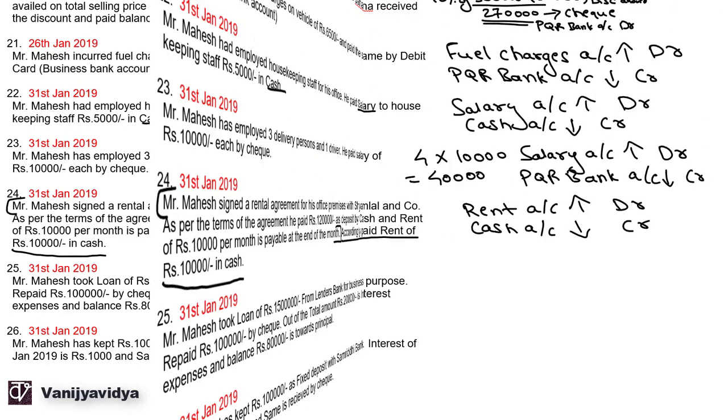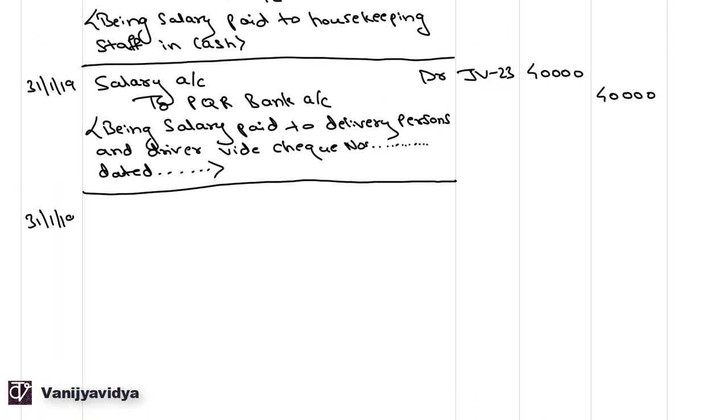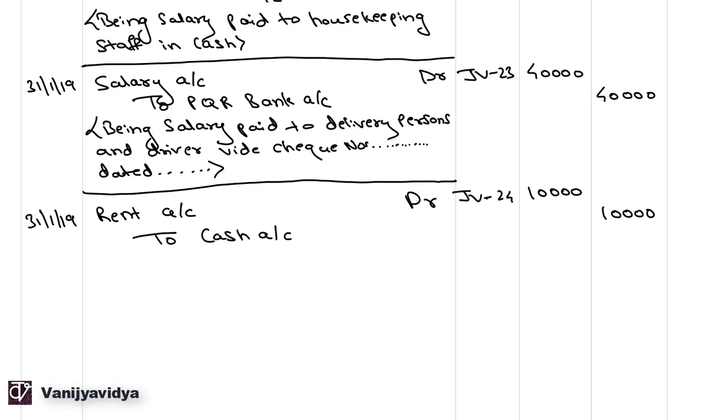Let's pass this journal. 31st Jan 2019, rent account debit to cash account. Amount is 10,000. Voucher number is JV24. Being rent paid to Shamlal and Company in cash. Now let's move on to the next transaction.